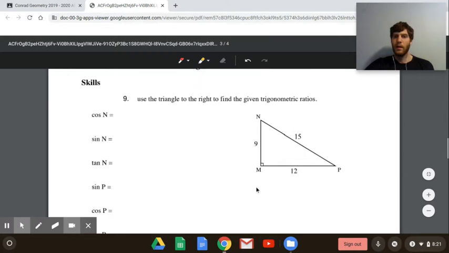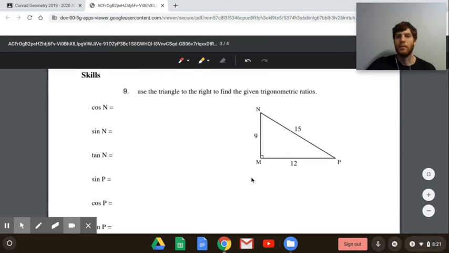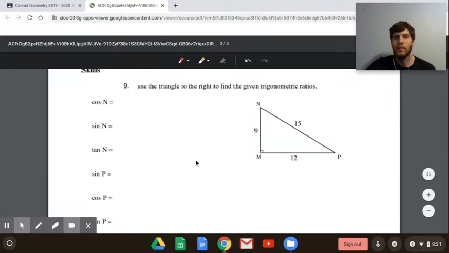Okay. 9 is the same thing. Again, we're just repeating that. Again, label your hypotenuse first, and then I would start with N. So then this is opposite. This is adjacent. Okay, and then you can solve all these out.